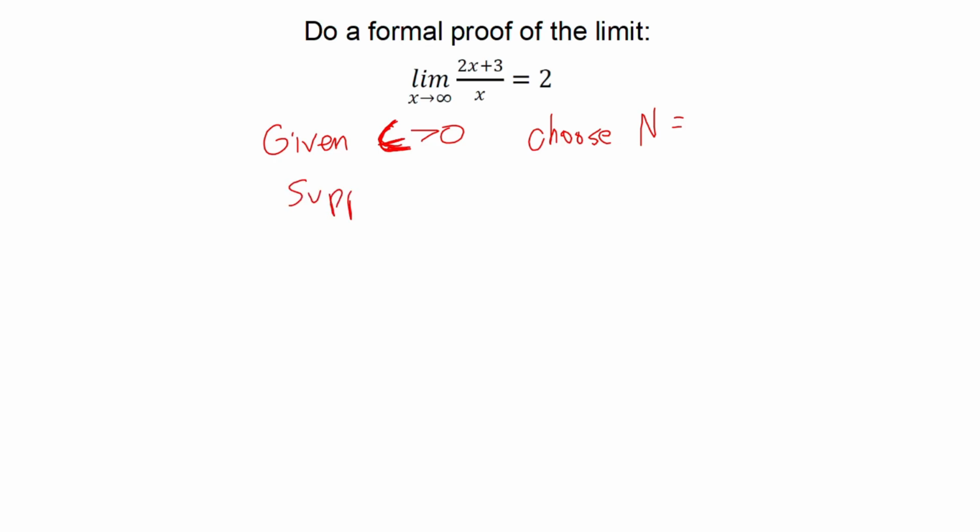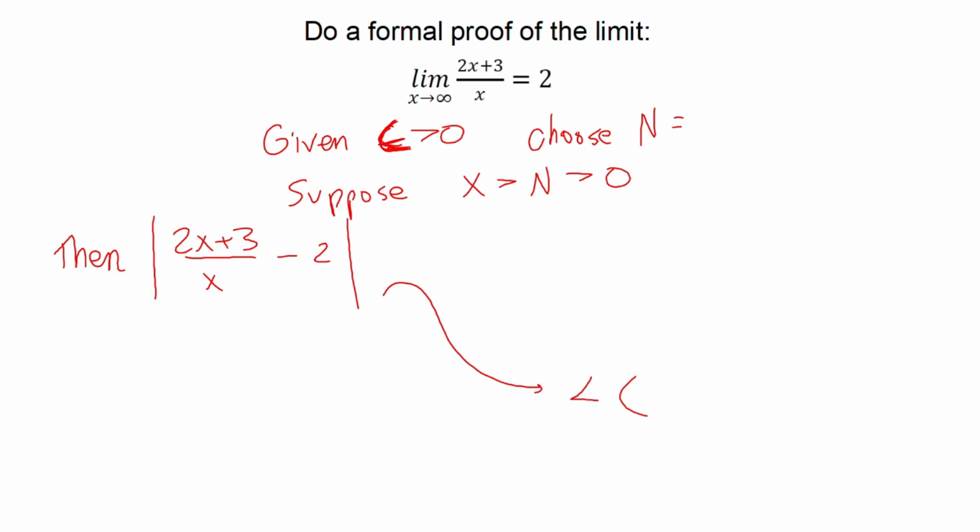And our suppose statement changes now. Anytime x approaches infinity, the statement is x greater than n greater than 0. And if we were approaching negative infinity, then it'd be x is less than n is less than 0. But then our then statement and the rest of our work should be pretty similar. The then statement is the absolute value of our function minus our limit needs to eventually be less than epsilon. And this time we want to write epsilon all in terms of constants and n. So we'll do the same kind of thing that we did before. We'll just simplify what's inside the absolute value first. We'll start off by getting a common denominator here.